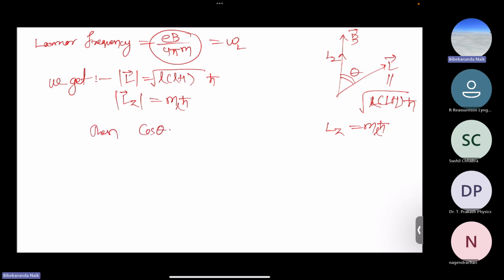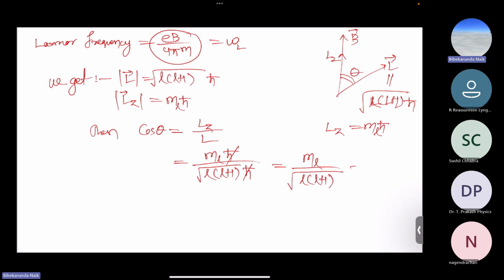Then what will be the value of cos theta? Cos theta will be nothing but Lz by L, because this is theta and Lz will be the component. So putting these values, it will be ml h cross divided by root over l into l plus 1, into h cross. The h cross gets cancelled out, so the value will be ml divided by root over l into l plus 1. This is the value of cos theta, and theta will be cos inverse of ml divided by root over l into l plus 1.